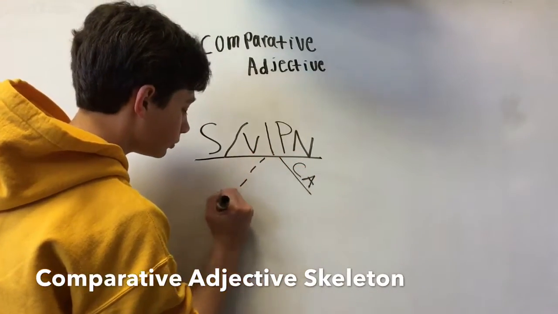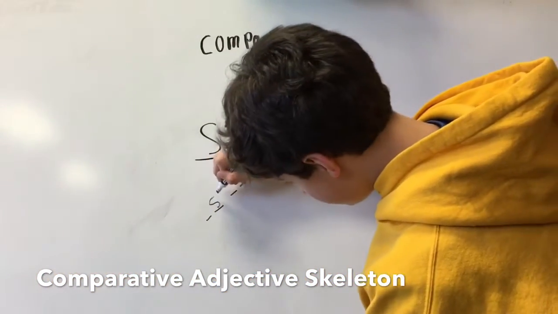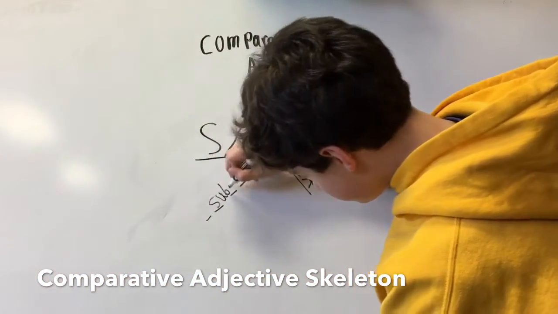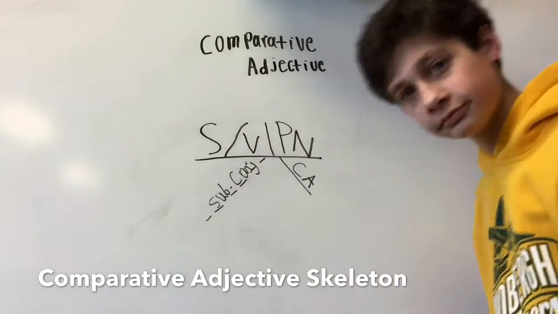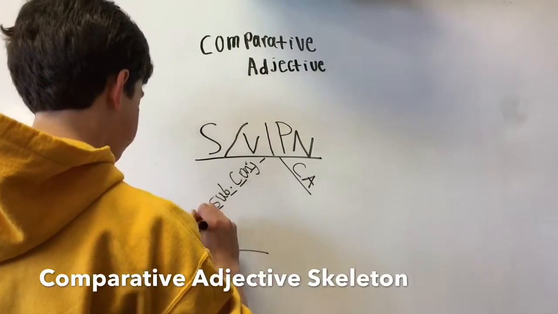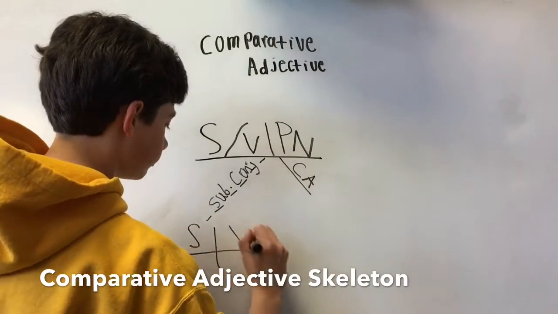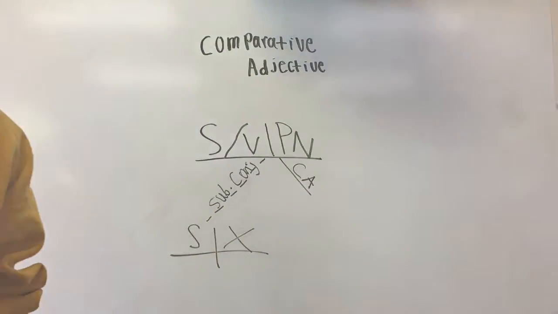Now after this, we'll put a dotted line from the verb to the subject. On this dotted line will go a subordinating conjunction. Now we will put the subject in. We'll put a straight line through, and then since we have nothing else, we will put an X.